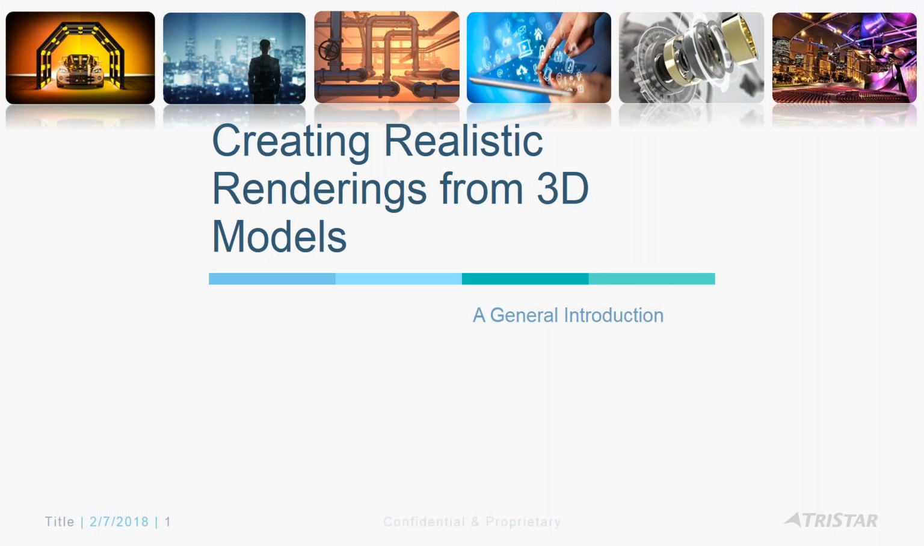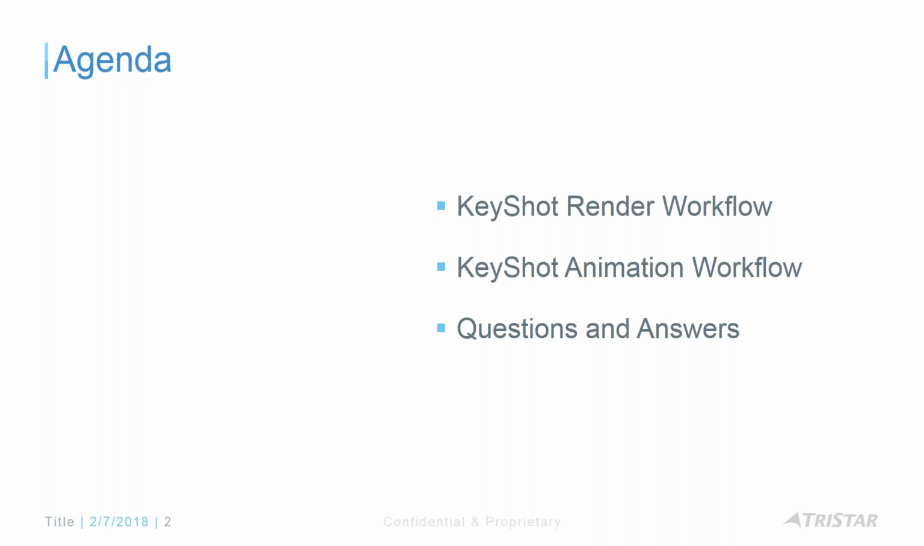All right, thanks so much, Grant. Hi, everyone. We're going to be going through how to create realistic renderings from 3D models, and we're going to be going over this specifically using KeyShot. So in this specific webinar, we're going to be going through how we can take our models from our design software and move them into KeyShot.